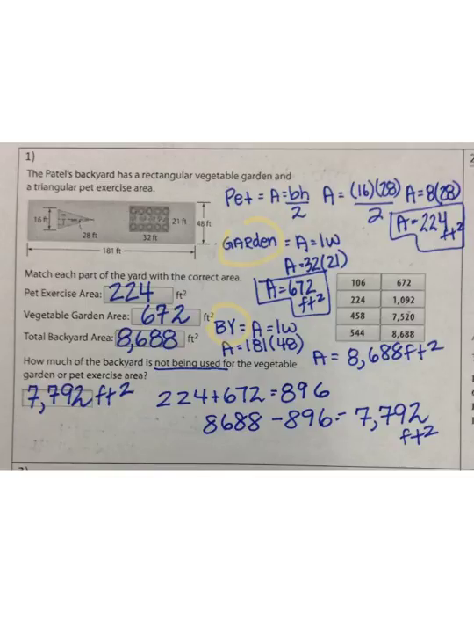Last part, how much of the backyard is not being used for the vegetable garden or pet exercise area? Well, I took my total area and I wanted to subtract the total of the pet exercise and vegetable garden area, which is 896. So 8,688 minus 896 is 7,792 feet squared.